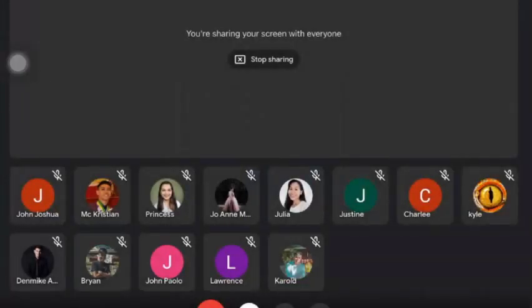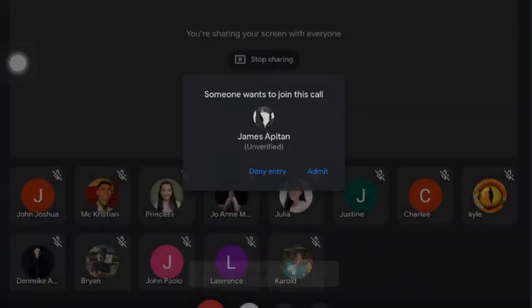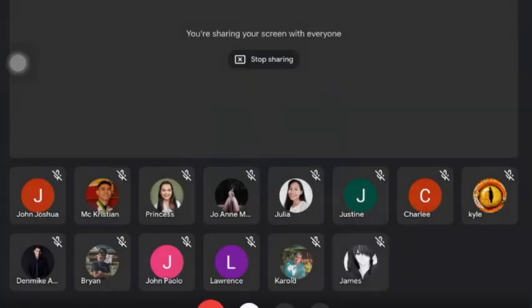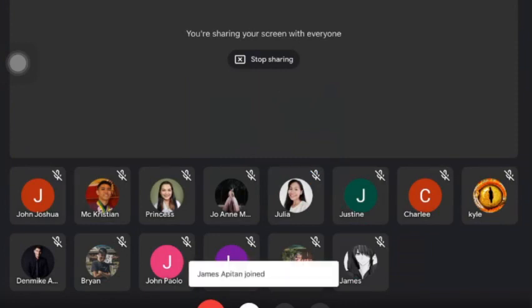Mukhang makukompleto kayo ngayon. Yung mga hindi regular na umattend, andito na ngayon.